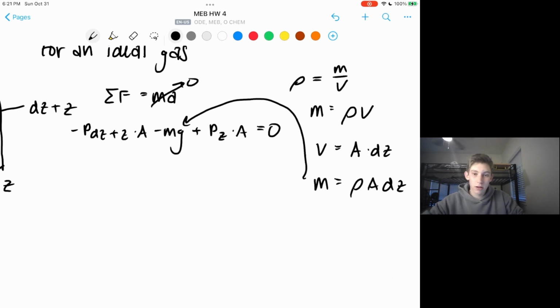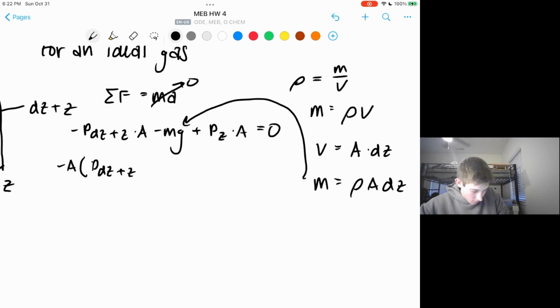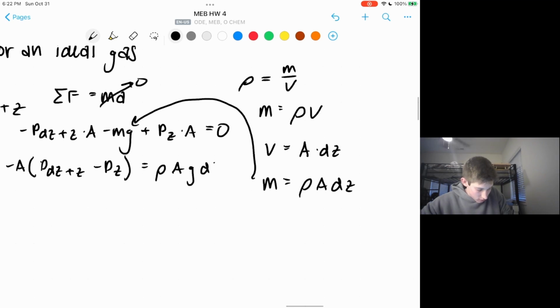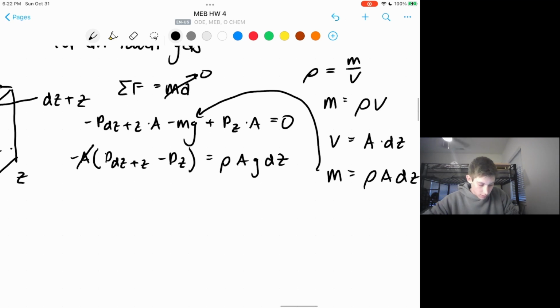We're going to collect the pressure values together. I'm going to pull out a negative so that we have the difference of the top minus the bottom pressures. So P at dz plus z minus P at z, and then we'll just have that equal to density times area times g dz. And notice that the area terms cancel.